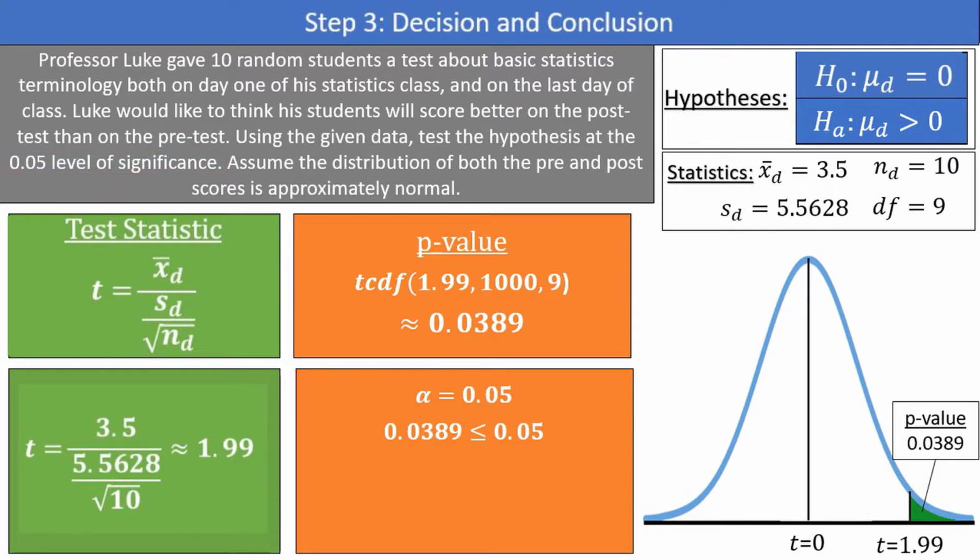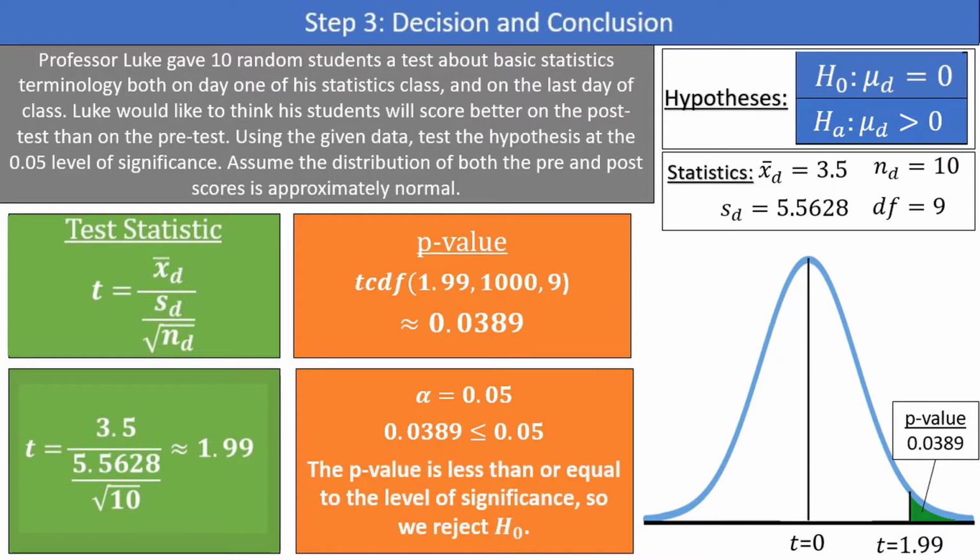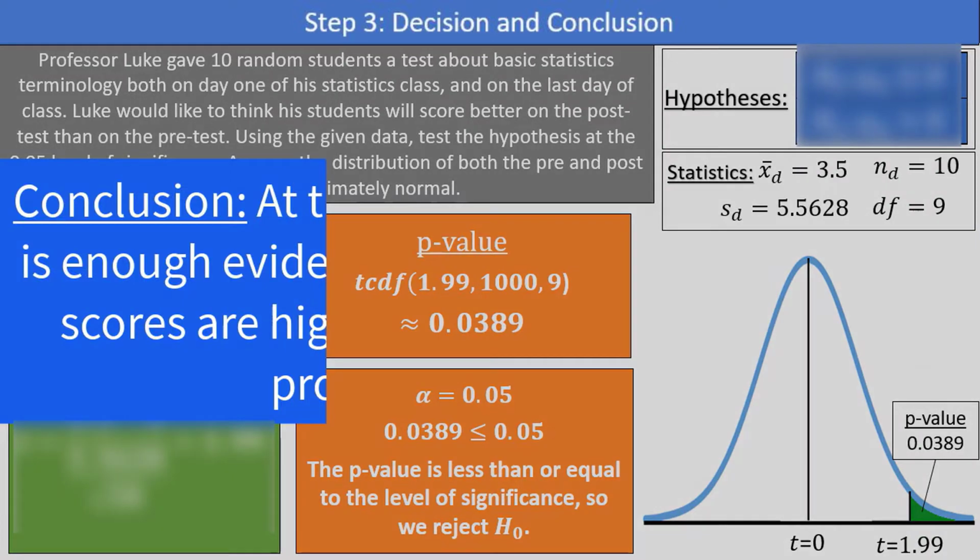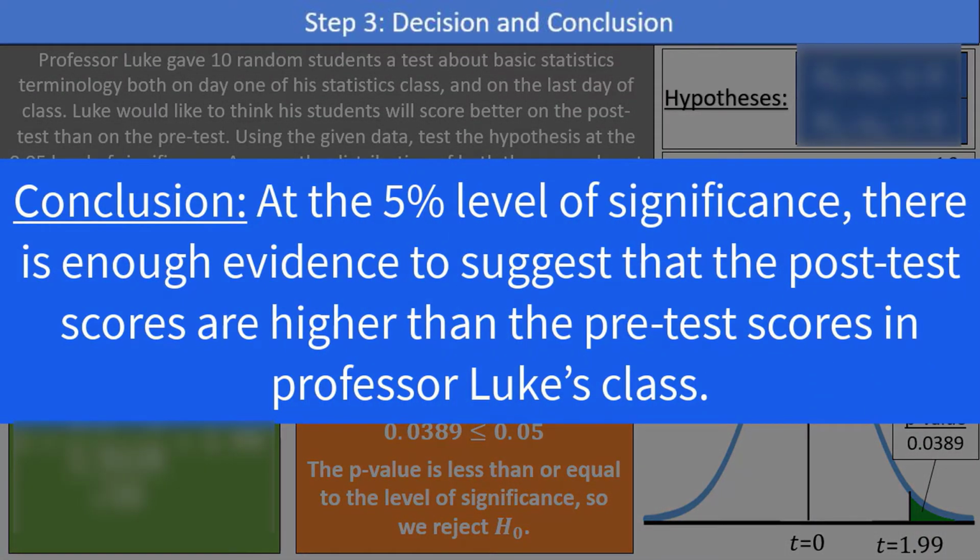or equal to the 0.05 level of significance. The p-value is less than or equal to the level of significance, so we reject the null hypothesis. The p-value is low, so the null has to go. Our conclusion is that at the 5% level of significance, there is enough evidence to suggest that the post-test scores are higher than the pre-test scores in Professor Luke's class.